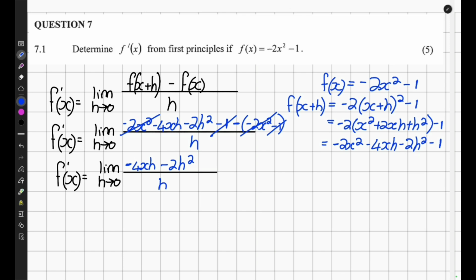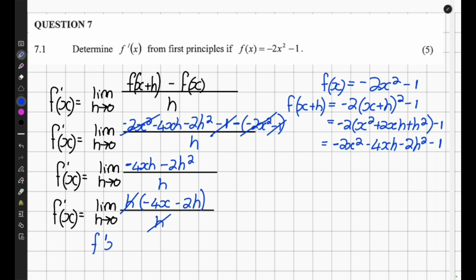The next step, I now need to take out a common factor of h so that I can cancel the bottom one. And now that I see I can cancel the bottom one, I can just change the format and just say, okay, so therefore the derivative of f would be equal to minus 4x minus 2h. I now sub in the 0, and therefore the answer for this whole sum would just be minus 4x. And for that, I would get 5 marks. So remember, you'll get a mark for doing your x plus h correctly and subbing everything else correct into that formula.